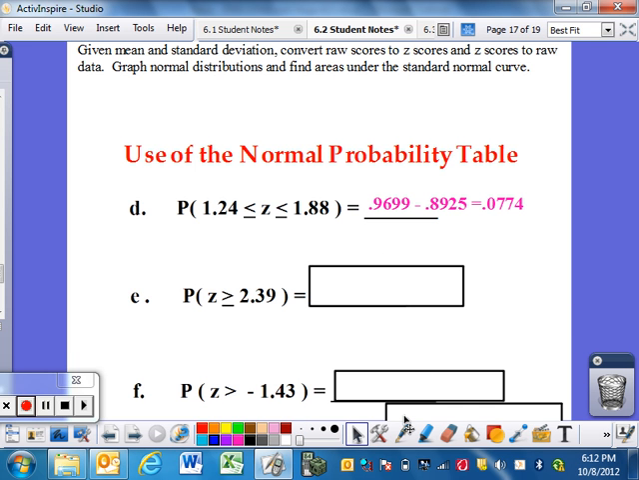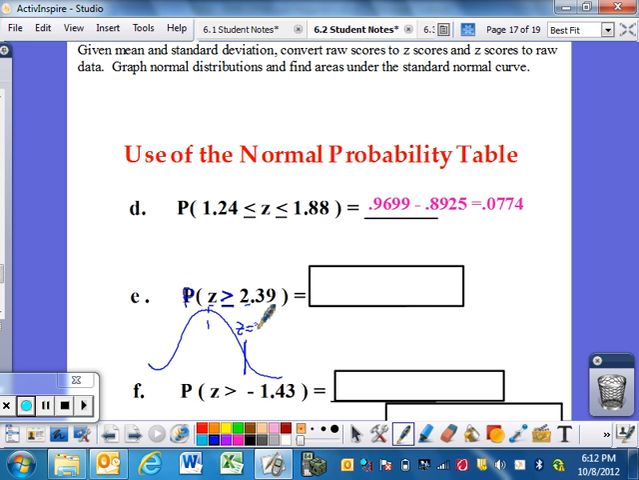Okay, so 1.88 to 1.24, subtract them, see if you can follow that. What's different? I want a Z-score. What's the probability? That's why I have the P, by the way. I didn't really talk about it on the last page. Probability that your Z-score is greater than or equal to 2.39. So here's your mean.